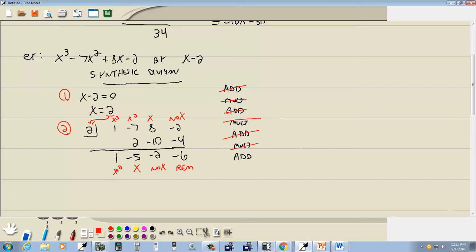Now after you have your first one, you have one for each one going down. So x squared, x, no x, remainder. So our answer is going to be x squared minus 5x minus 2, and then we take our remainder and we put it over what we're dividing by, which is x minus 2. And that would be our answer.